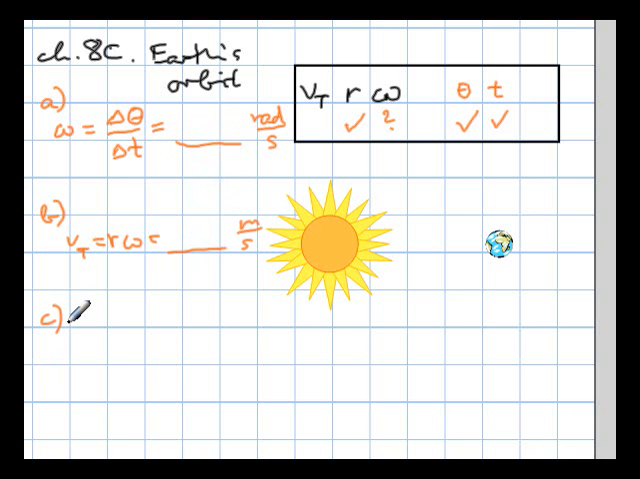And in part C, they want us to figure out the magnitude and direction of the Earth's centripetal acceleration. So we're supposed to figure out a_c, and that is r times omega squared. And again, r is given, and omega we calculated in the first part. So we plug those in, and we come up with the acceleration in meters per second squared. And they want to know what the direction is. Well, the centripetal acceleration is defined as pointing towards the center of the circle. In this case, of course, towards the center of the orbit, which is towards the Sun.